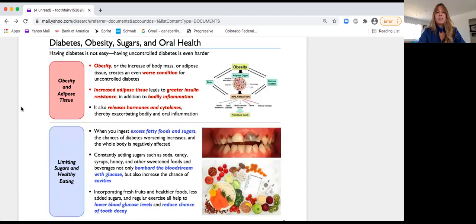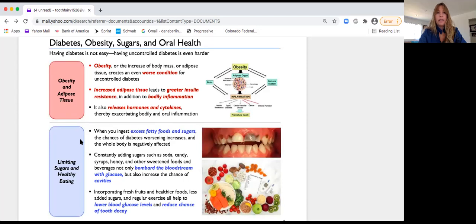Diabetes, obesity, sugars, and oral health. Having diabetes is not easy, and having uncontrolled diabetes is even harder. So we'll talk about obesity and adipose tissue. Obesity, or the increase of body mass or adipose tissue, creates an even worse condition for uncontrolled diabetes. Increased adipose tissue leads to greater insulin resistance, in addition to more inflammation throughout your body. It also releases hormones and cytokines, thereby exacerbating bodily and oral inflammation.